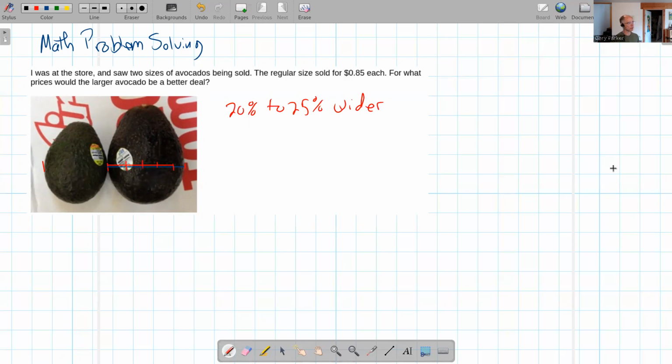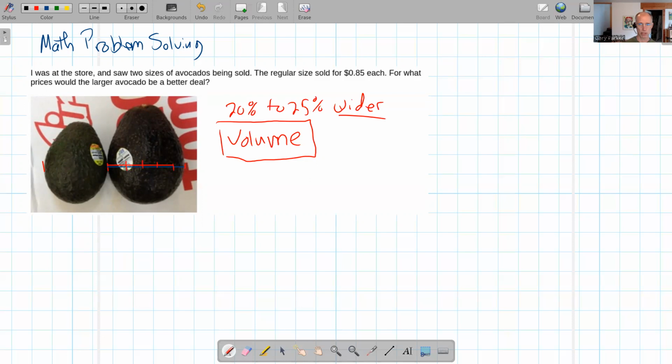Well, an avocado isn't like a piece of string, so it's got 3 dimensions. So I really need to think about not its width, but its weight or volume. Now, I can't weigh these because I only have a picture, but I can estimate the volume of them. So let's look up some information about volume.